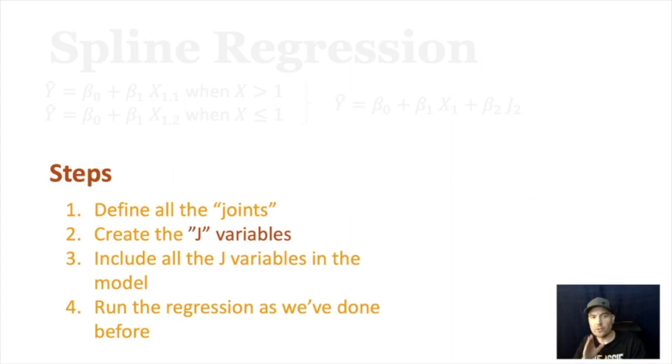So the way that we actually do this in practice is we need to define all the joints, all the places where the relationship switches. So you might have one point where the relationship looks like this, and then after that it flattens out. So this point where that switches would be one of the joints. We're going to call those J variables. Now we include all the J variables in the model once we've created those, and we run the regression just as we've done before.